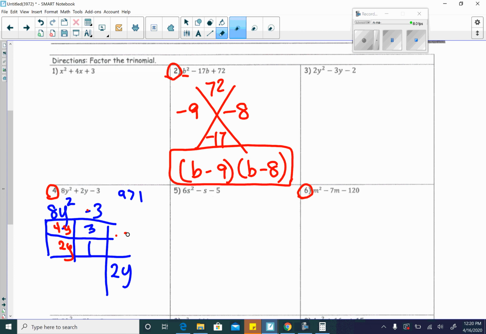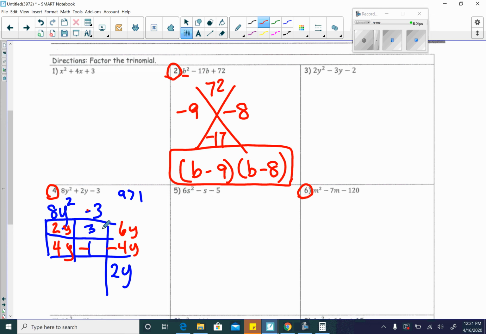Let's flip the values. Always try flipping the values. What if I had 2 up here and 4 down here? Let's multiply across now. That would give me 6y and 4y. Oh, can I get 2y somehow? Yeah. What do I have to do to get 2y? I have to subtract this 4y, right? Which means my 1 is negative, because I'm trying to get to negative 3.